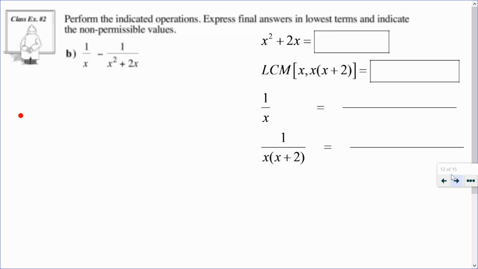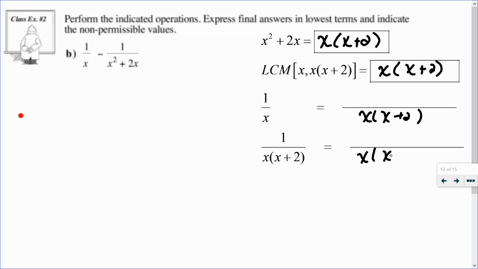Okay, for this one here, looking at my denominators, x squared plus 2x can be factored. It has a GCF of x. So factoring that out, I'm left with x plus 2. So for the lowest common multiple, I need a factor of x and a factor of x plus 2, and that will cover everything. So this will be my denominator for each one.